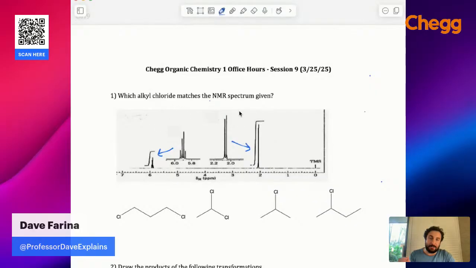And then finally, the splitting pattern has to do with neighboring protons. However many protons are on carbons next to the protons in question, you add those up and plus one. It's the n+1 rule. So if you have a doublet, that means those protons are adjacent to one proton, because 1 + 1 is 2. If you have a quadruplet, it means that those protons are adjacent to 3 protons, because 3 + 1 is 4. So those are the 3 things that we need to examine the most simple NMR spectra.